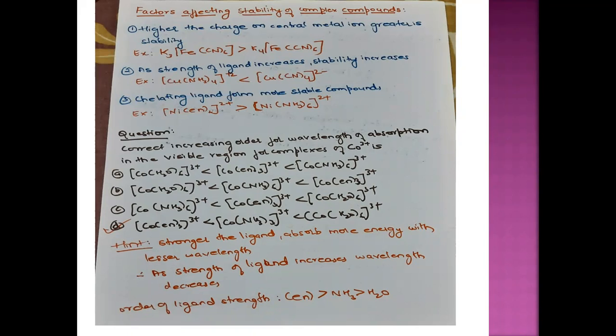So these 3 points should come into the picture whenever they ask you a question regarding comparing the stability between 2 or 3 complexes. First you have to see if there is the same ligand, then you have to consider the charge as the point. Okay, if there are different ligands, you have to see the strength of the ligands. If there is the same metal but different ligands, and they are not comparable, then you have to see which forms chelating ligands and which does not. Okay, if these 3 points are in your mind, you can easily say whether the complex is stable or not.